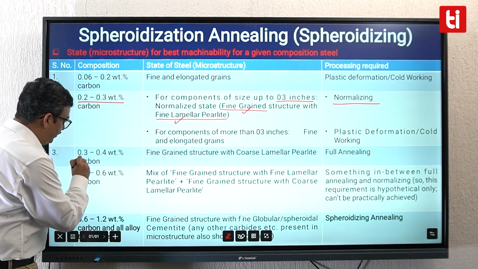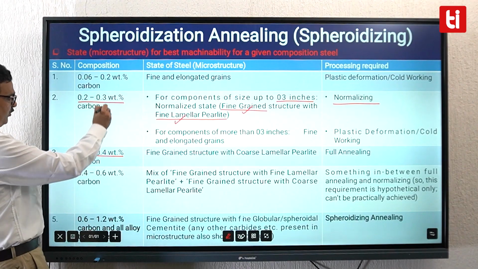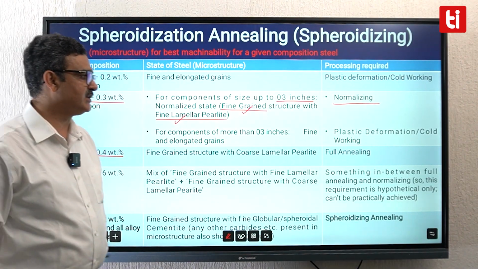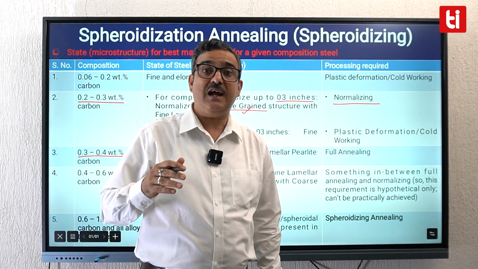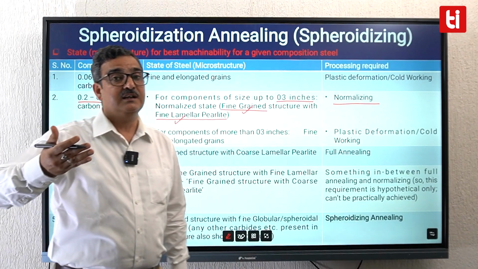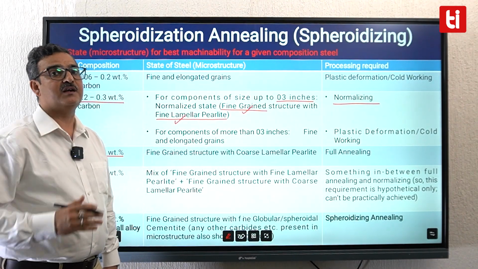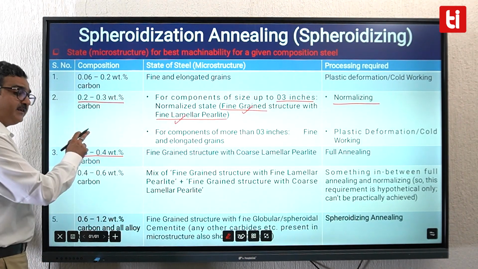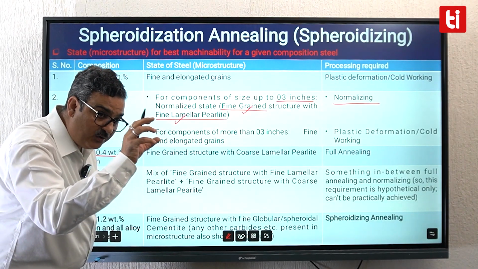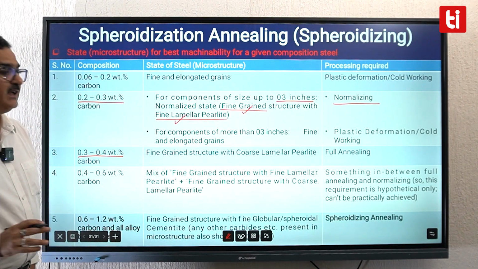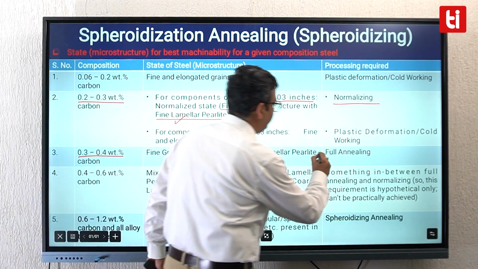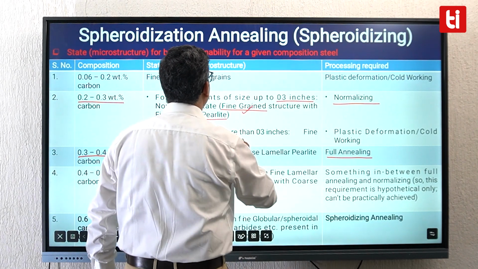Now, beyond this carbon content, if we start talking about 0.3 to 0.4 weight percentage carbon, these steels inherently have slightly more hardness than what is required for good machinability. So we need to give them a treatment which slightly reduces their hardness. And what do we give them, students? We give them full annealing. What would full annealing give them?